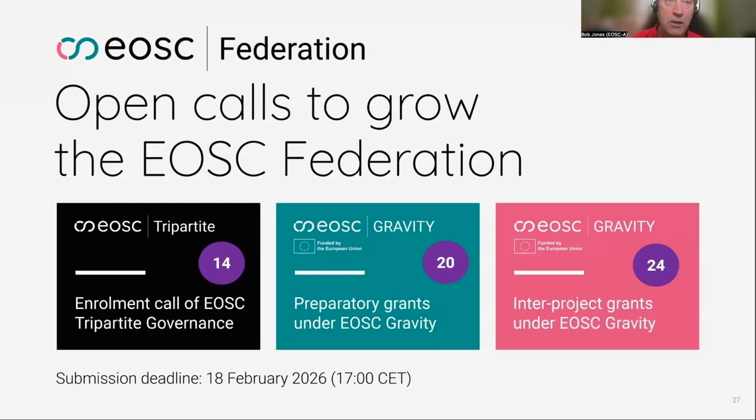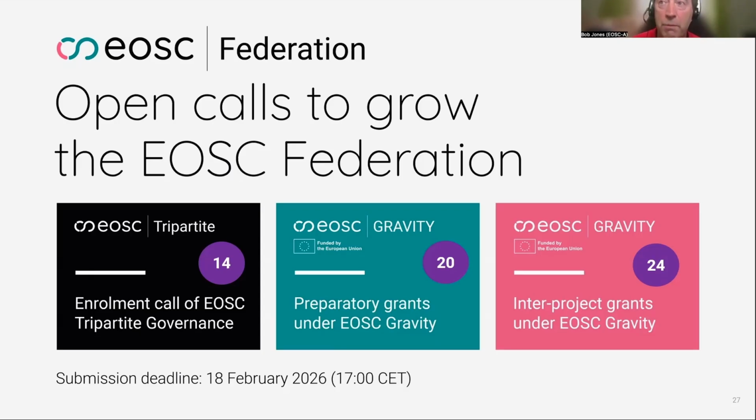So in terms of expansion, if you recall, at the symposium last year there was an announcement of the opening of these calls. The tripartite call, which is for the enrollment of new nodes, our second wave of nodes, attracted 14 applicants by the deadline of the 18th of February. Then we had the cascading grants supported by the EOSC Gravity project. First, preparatory grants, i.e. to become nodes in the future, not in the second wave, but in future waves. We got 20 applicants for that.